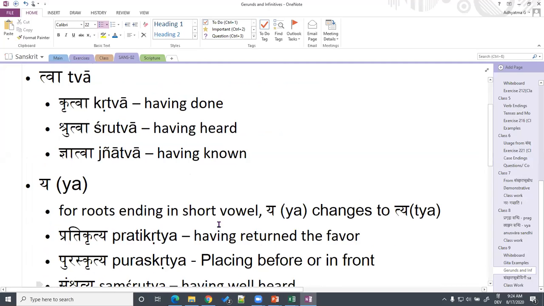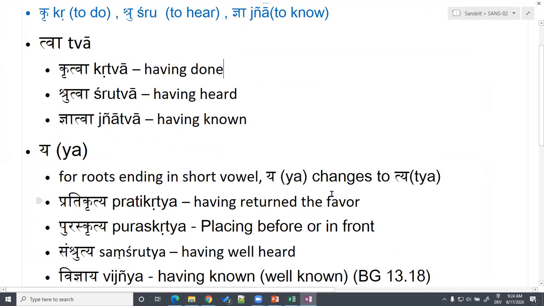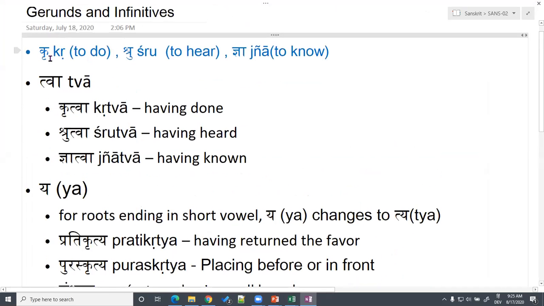How about ya, this suffix? So here you have to remember one rule. For roots ending in a short vowel, ya changes to tya. So kru is a root ending in a short vowel. This rukara, it is a short vowel. So when you add ya pratyaya, two conditions have to be there for ya to change to tya. First, the condition for bringing ya: ya is brought when the verb has a prefix. So in this case, kru has the prefix called prati. So prati kru. And the second condition is that if the root itself ends in a short vowel, then ya changes to tya. So pratikrutya. You will not say pratikruya.